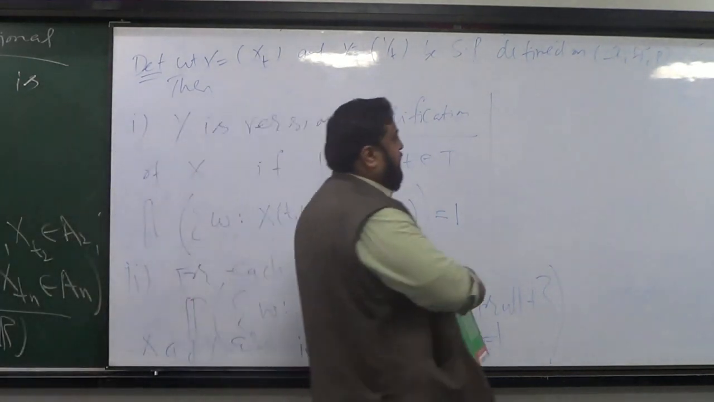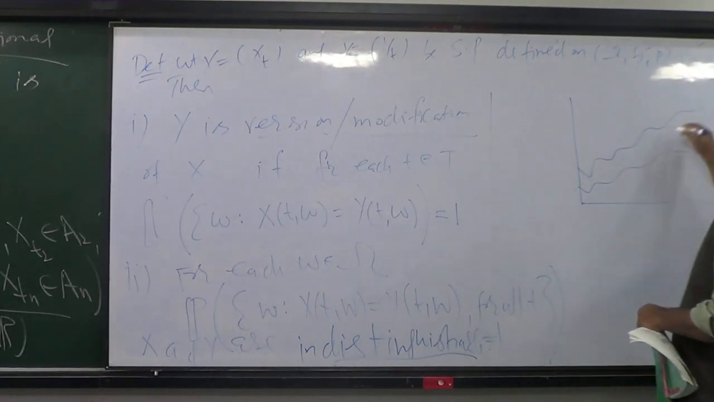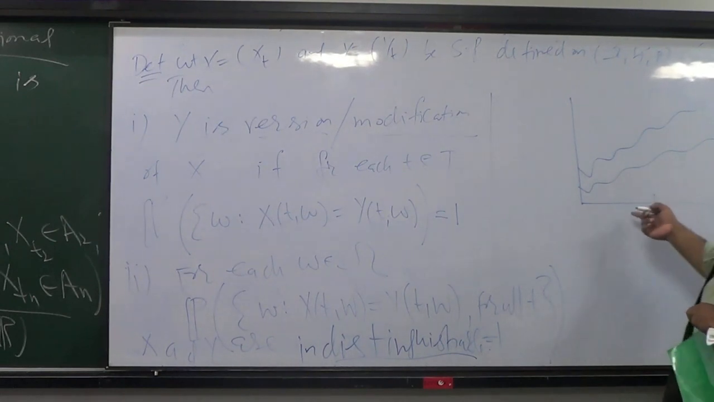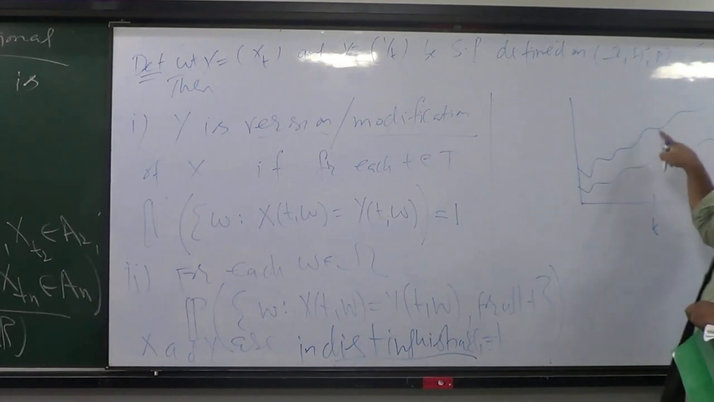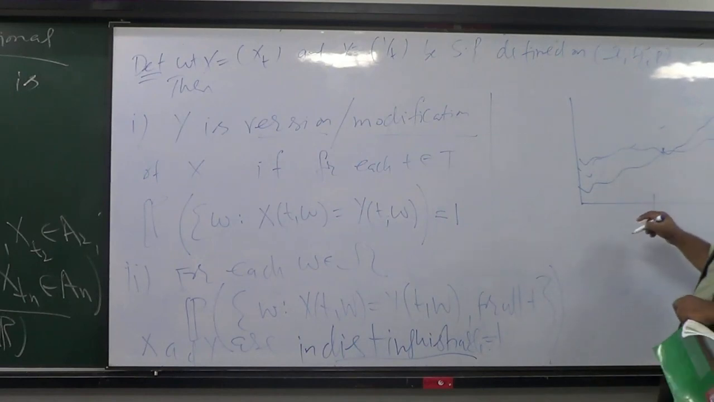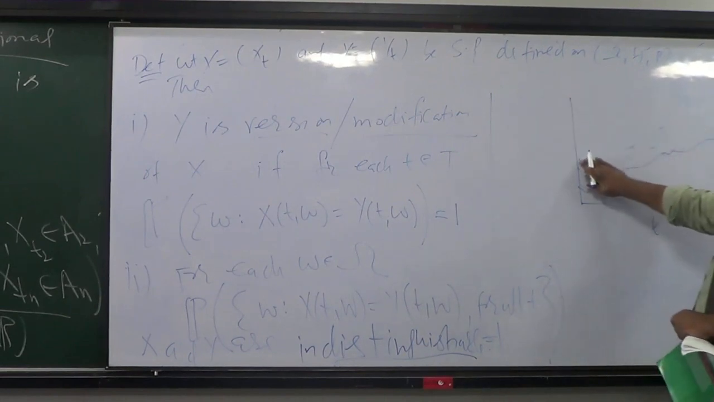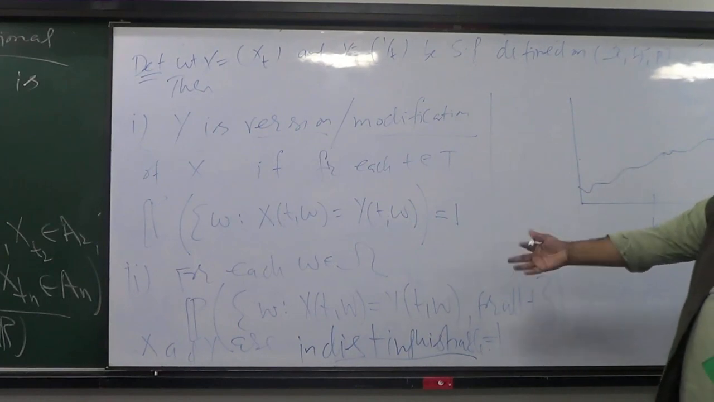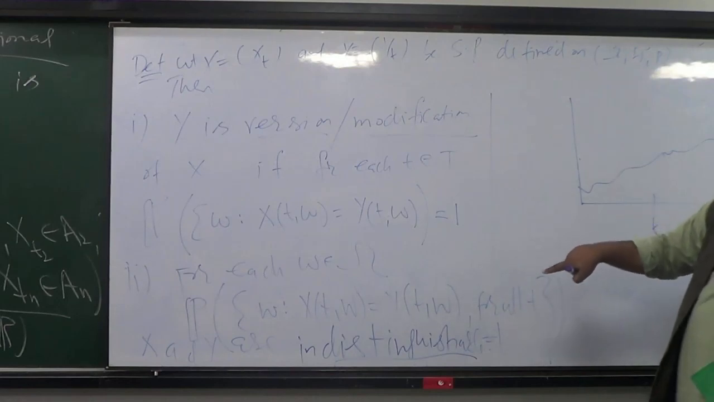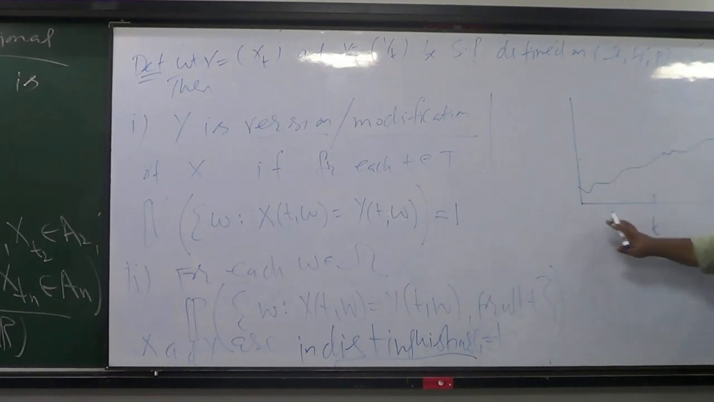So I have process X and process Y, and I'm saying you fix a moment. The path should be the same? Not the path should be the same, but the value should be the same at each moment. So in other words, the value should be the same, but this should happen at every time. But in the case of indistinguishability, if you fix an omega and you see the trajectory of X and trajectory of Y, then they are going to be coincident over each other for the entire time.